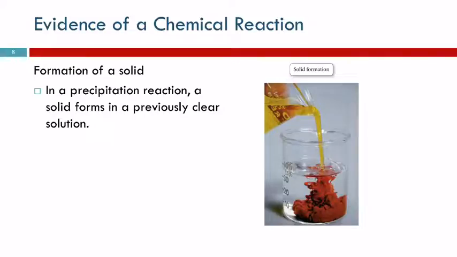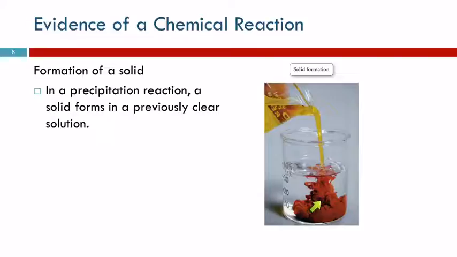Another piece of evidence is formation of a solid. So here we have a clear yellow liquid being mixed with a clear colorless liquid, and we have this brown stuff forming. It kind of looks like a cloud or smoke. If we let this sit, we would see that all of these particles settle to the bottom, and we'd have this layer of brown stuff on the bottom.